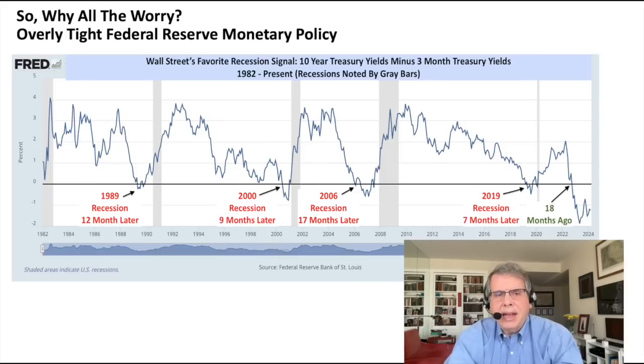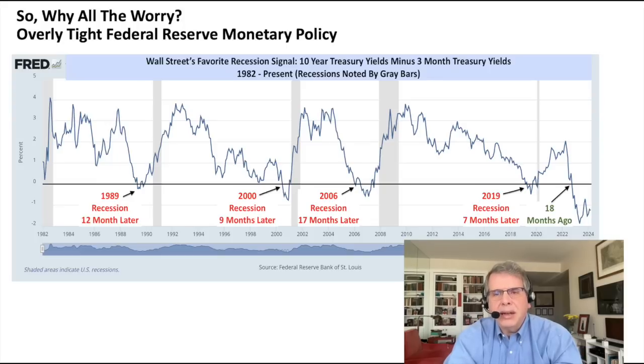We saw that in 1988, going into the 1990 recession. We saw it in 2000, 2006, 2019. And even though the recessions that subsequently came along were not caused by short-term rates being higher than long-term rates, meaning Federal Reserve policy being too tight, this indicator does have a really good track record of success.